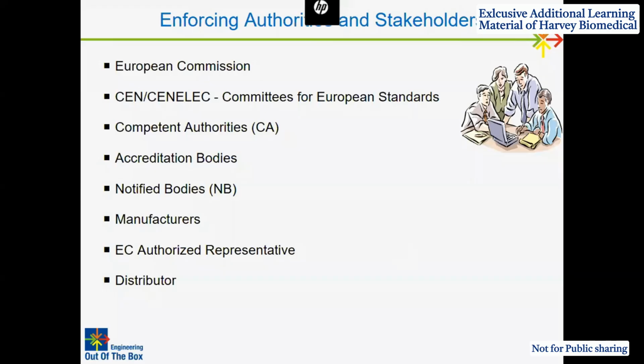Yes, it depends on the device classification, the criticality, and the storage condition. So many things will be there, right? Okay. So, will distributors also be audited? Yes, it's audited.